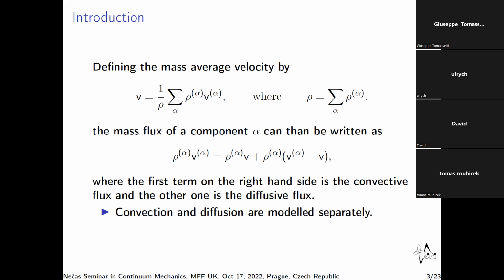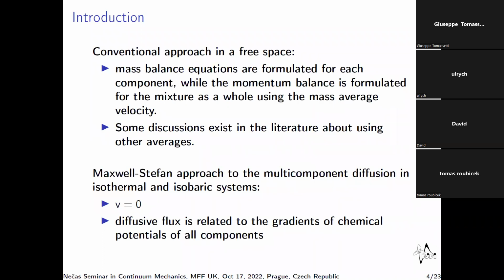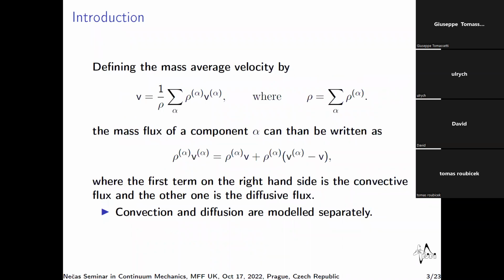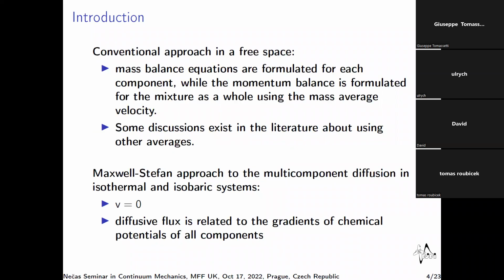And now the question is how to model convection, how to model diffusion, and these processes are modeled very often separately. But this is the general setting which can be adapted to different situations. So for example, if we have this diffusion and convection in a free space, then basically we have a mass balance equation formulated for each component. But the momentum equation is usually formulated for the mixture as a whole using this mass average velocity.